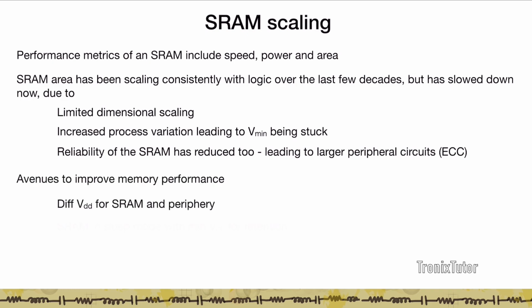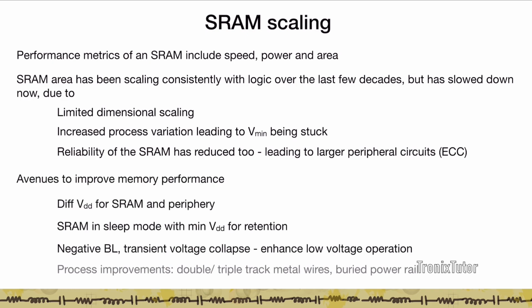And so what are the ways people are looking at? So you see now that SRAM performance purely does not come from scaling, and so you have to employ other techniques to improve SRAM performance. A couple of things which have already been done in some of the recent ISSCC papers would be differential VDD for the SRAM and periphery, and putting the SRAM in sleep mode. So basically, when you're not using the SRAM, try to reduce the VDD as low as possible so that the SRAM retains its state.